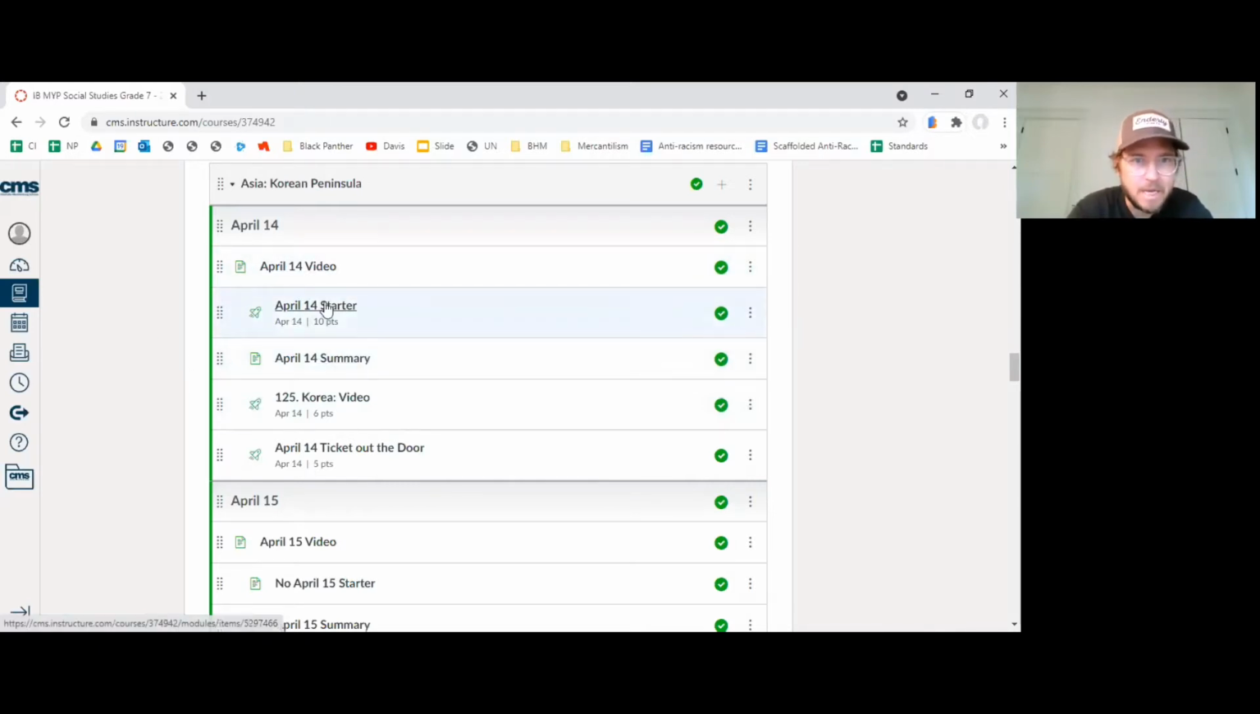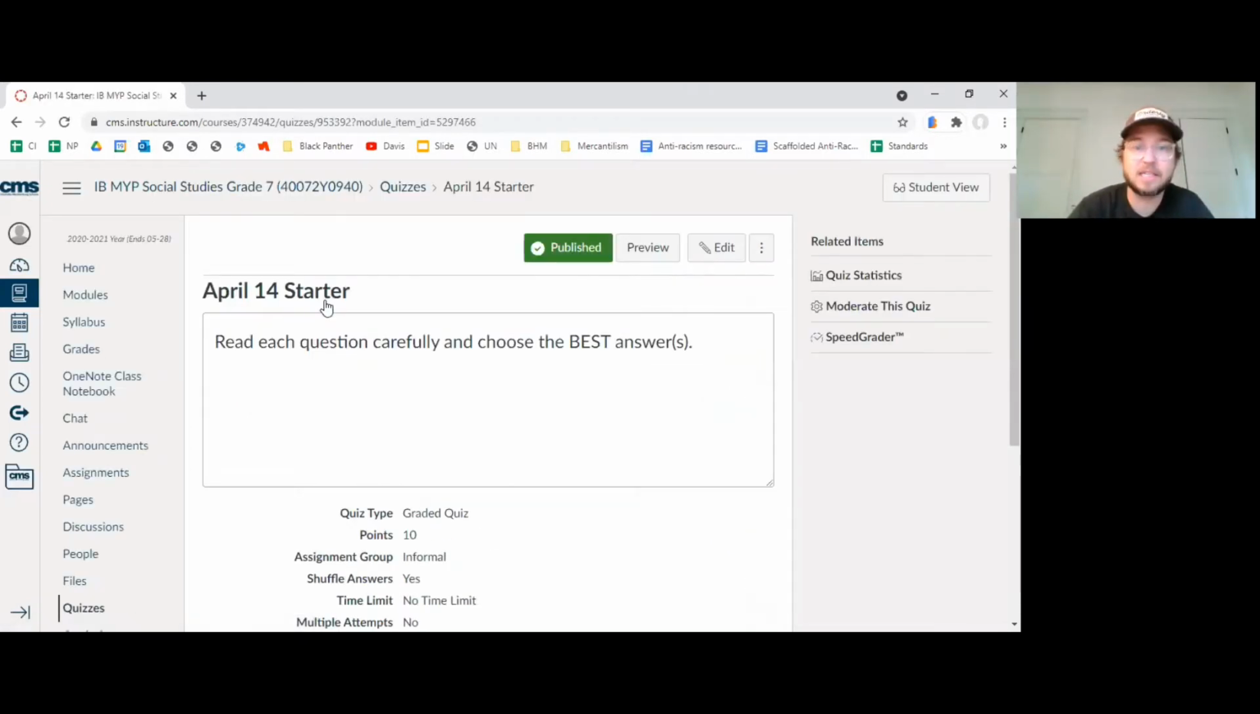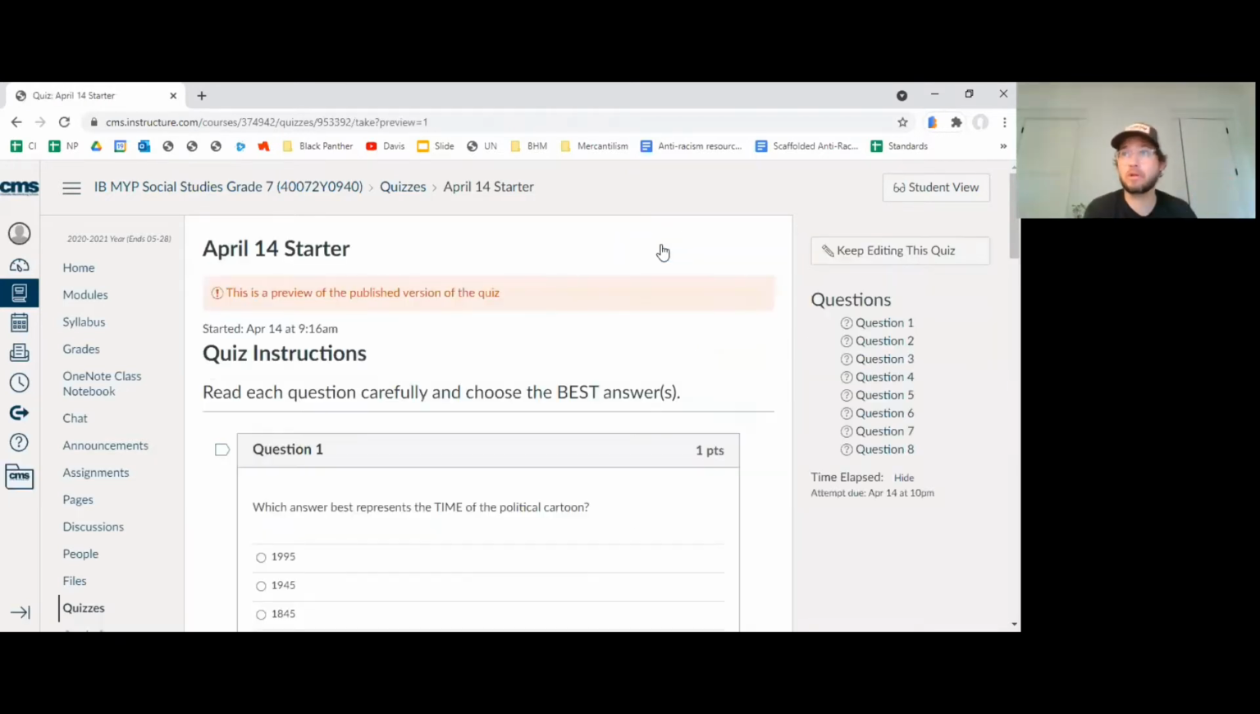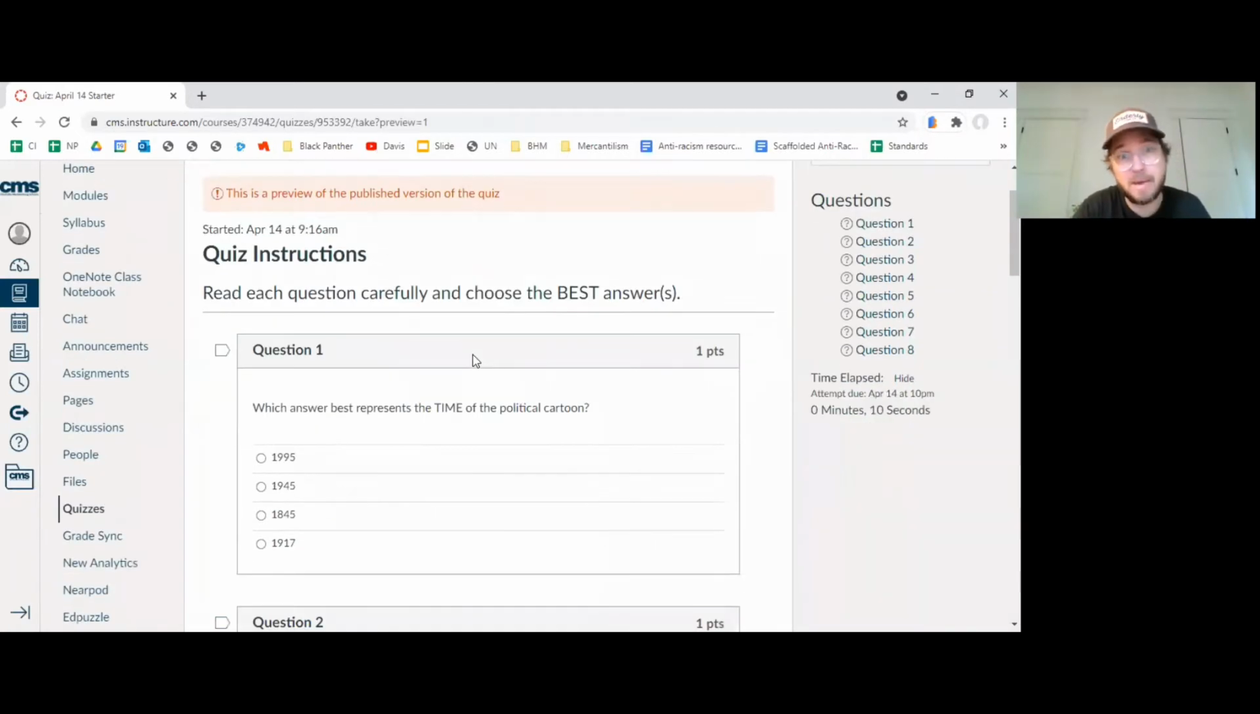So here we go. The starter, everybody go to the starter. This is going to take some time today. It's going to assess how you did on both the political cartoon for Japan as well as the nuke map scenarios. Okay, so what I want you to do is answer these questions to the best of your ability.